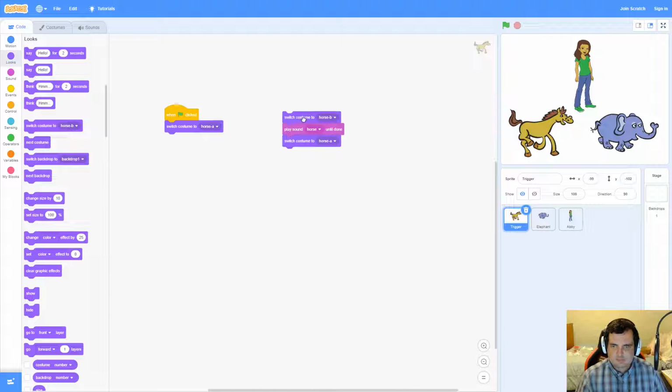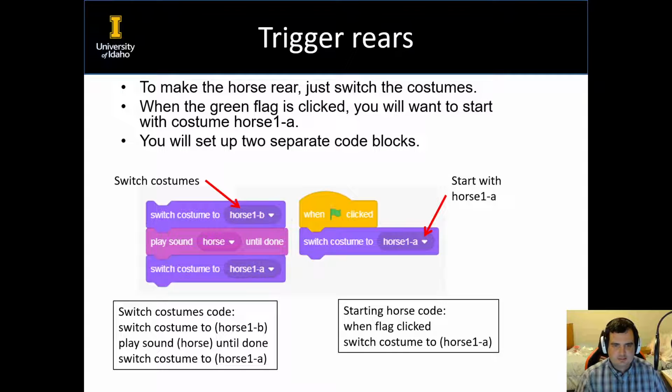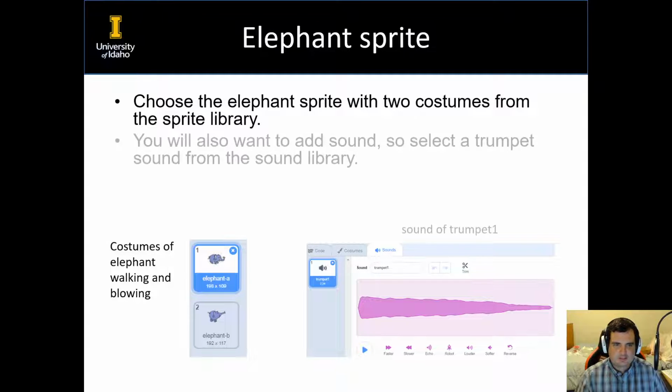So if I double click on this, he rears up. And it didn't go back to A for some reason. There we go, I just had to click again. All right, so it rears up and does everything that we wanted it to. Cool. And for the elephant, we did that.